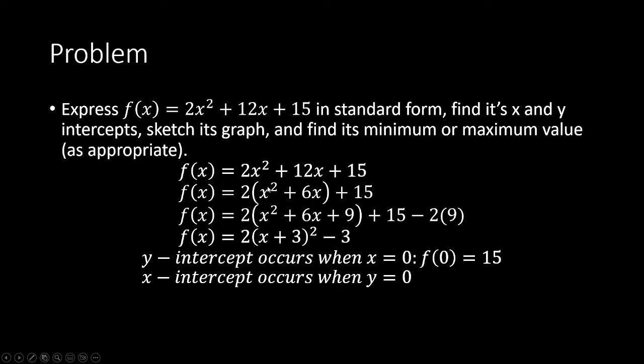So first thing, we factor out 2. So you have 2 factored out: x squared plus 6x, and plus 15. Then we complete the square on this and you get this format. And whatever we do over here, we have to subtract it. That's why we get 2 times that. So f of x is equal to 2 times (x plus 3) squared minus 3.